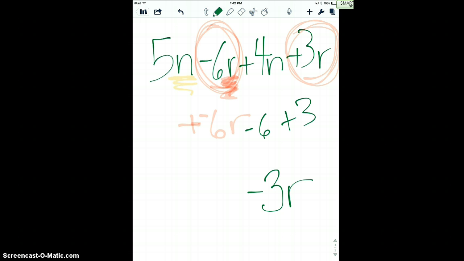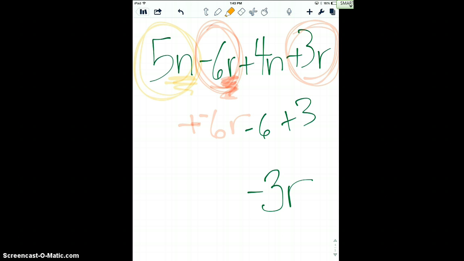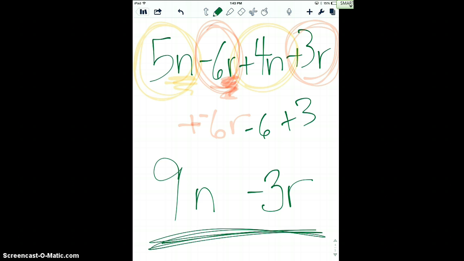But that's not it. Bell's going off. Stay there. That's not it. I also need to look at my n's. So when I look at my n's, I have 5 n's here, and I have 4 n's here. So if I combine my n's, how many total n's will I have? 9 n's. So I could leave my answer just like this, or if it really makes you feel good, you could put a plus in between there. But 9n plus minus 3r is the same thing as 9n minus 3r. And that's done.